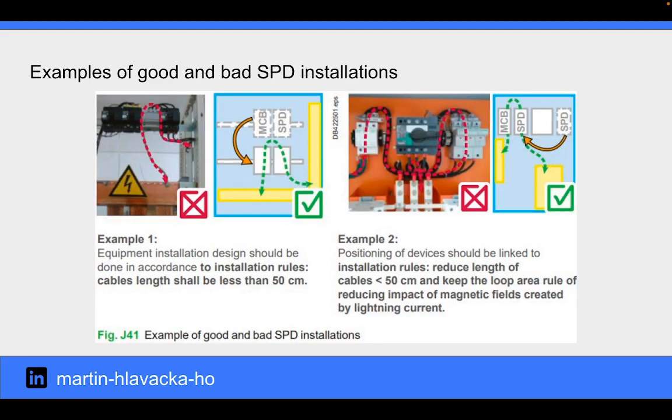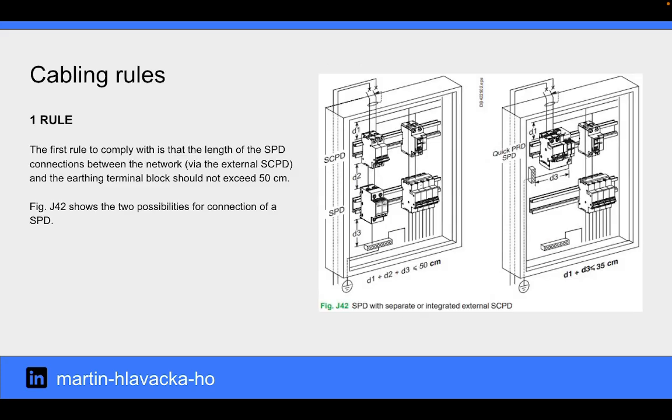Cabling rules. On this slide, you can see an example of a good and bad SPD installations. The first rule to comply with is that the length of the SPD connections between the network and the earthing terminal block should not exceed 50 centimeters.